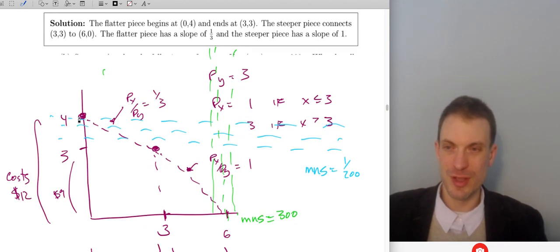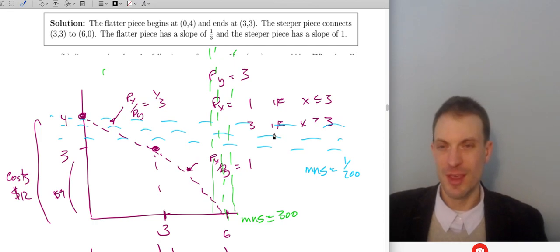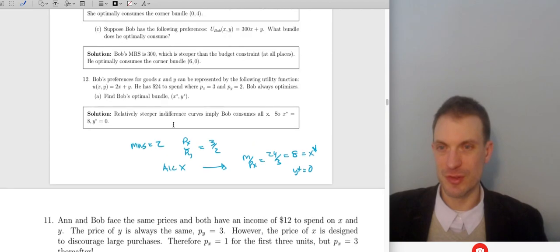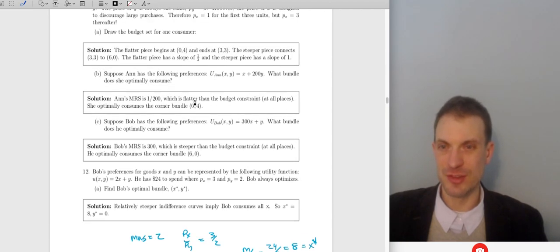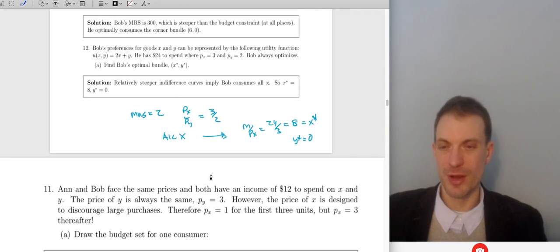In blue, I drew the incredibly flat indifference curves. And so for part B, where we have flat indifference curves, the solution is all Y. It's an ALI solution, and the consumer is going to optimally consume at the corner bundle 0, 4. In part C, it's an all X solution. It's an ALEX solution. They're going to optimally consume the corner bundle 6, 0.